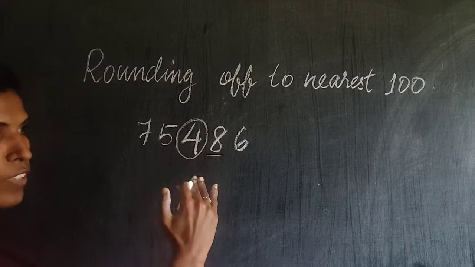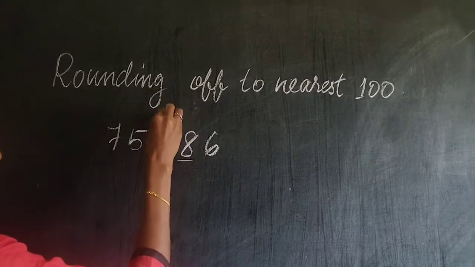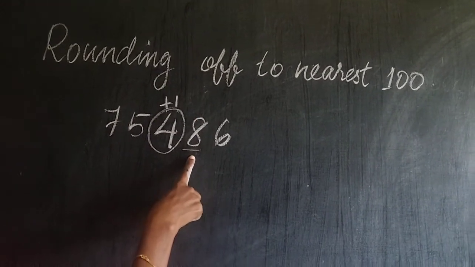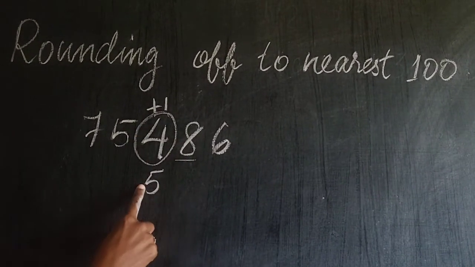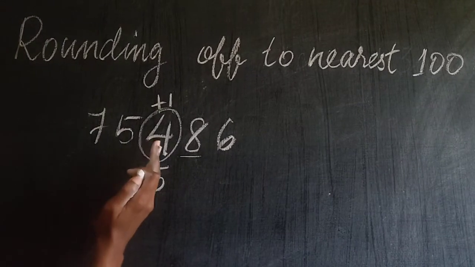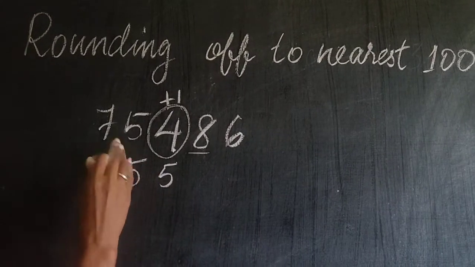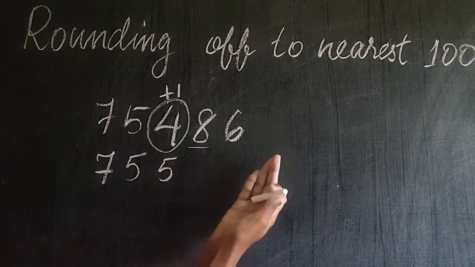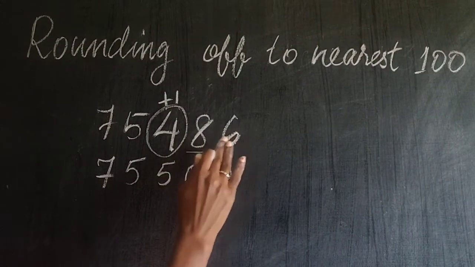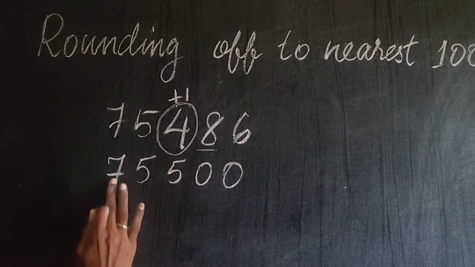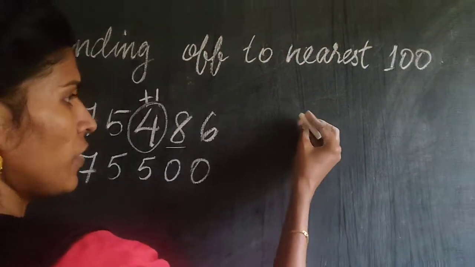If it is 5 or more than 5, then what do you have to do? Here you have to add 1. Since it is bigger than 5, you add 1, so here it will now become 5. The digits on the left side of this number will remain the same, they will not change. But the numbers on the right side of this number will become 0. You will not write those numbers, they will become 0. The left side stays the same, and here you add 1. Suppose I give another example.